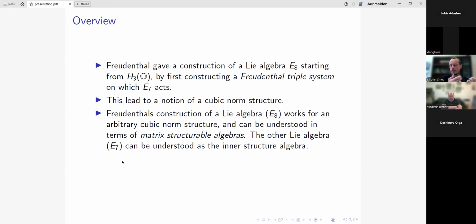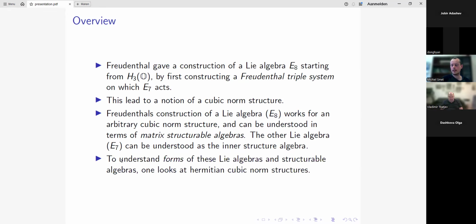Namely, you have a cubic norm structure and you take the matrix structurable algebra associated to it. So the 2 times 2 matrices we described before. And the other Lie algebra, so the E7, can be understood as the inner structure algebra of this matrix structurable algebra. Now, if you want to understand forms of these Lie algebras and structurable algebras, one just has to look at Hermitian cubic norm structures. And then one can describe a lot of forms of these algebras.